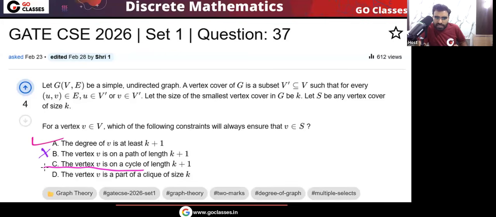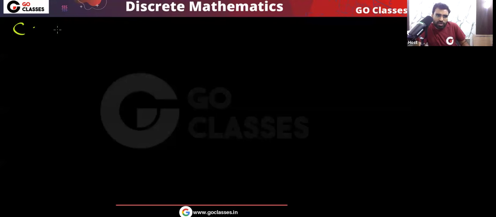The option itself is telling you the counter example. For example, in option C, you take a cycle of length k plus 1. That itself will be your counter example. Okay, let me tell you the option C counter example.